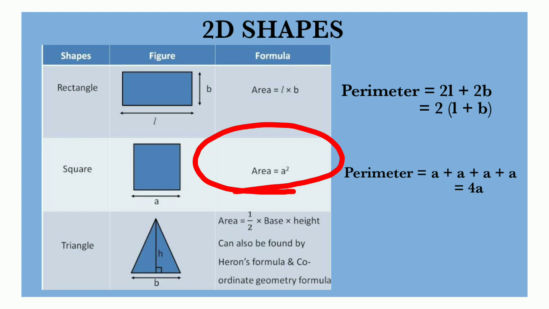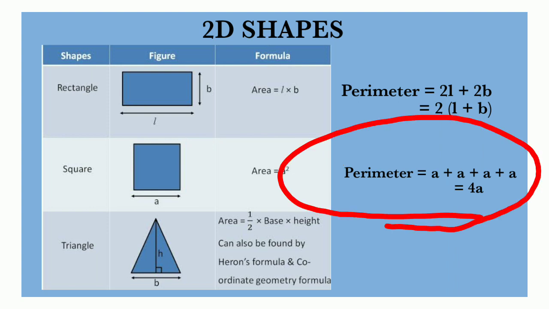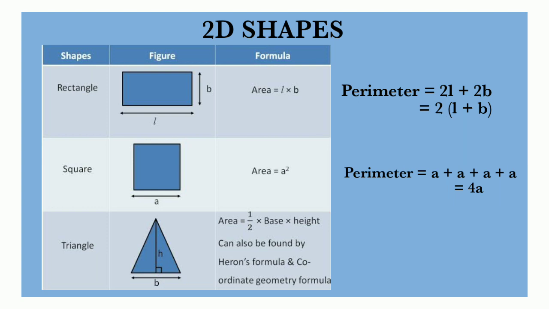Okay. Then how to find the perimeter? a plus a plus a plus a. That is four sides. Sum of four sides. That is the boundary. a plus a plus a plus a is equal to 4a. So the perimeter of the square is equal to 4a.